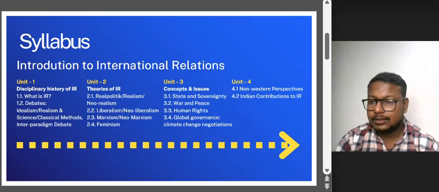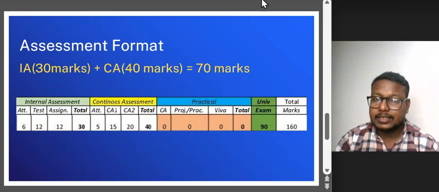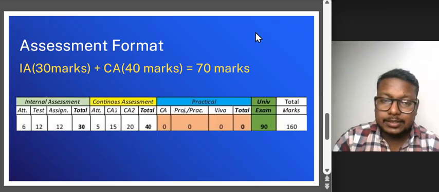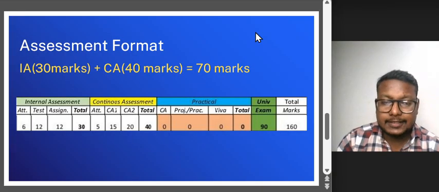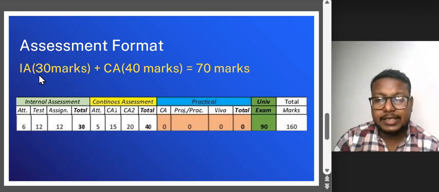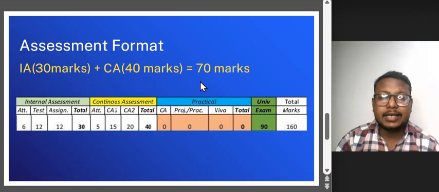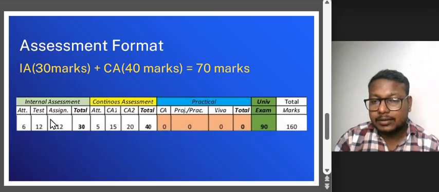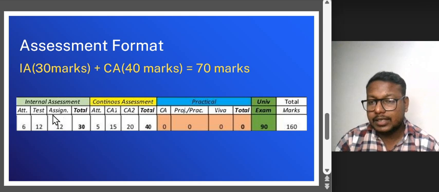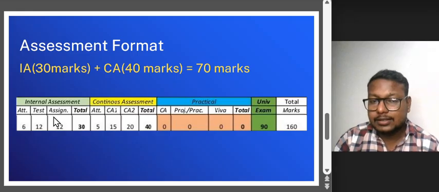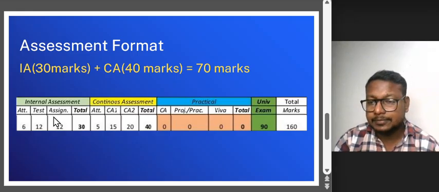And finally, let us discuss the assessment format. The total assessment marks will be 160, out of which 70 will be made up of IA plus CA, and 90 will be your university examination or term end examination. In 70 marks, IA will be 30 and CA will be 40. Let us discuss IA first.